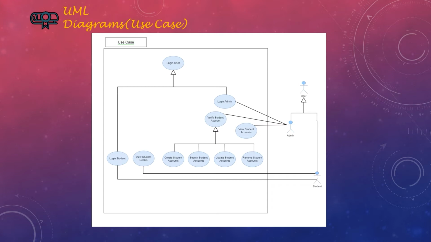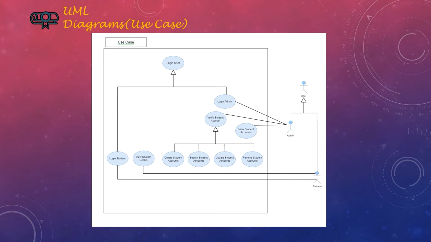First of all, we will look at the admin. The admin has the functionality for login, that's the login admin use case. Then he can verify a student account, which is inherited by four more use cases: create student account, search student accounts, update student accounts, and remove student accounts. Also, the admin can view student accounts that exist in our system.